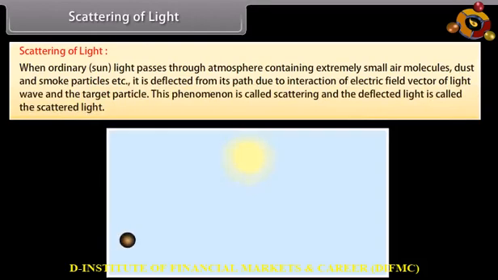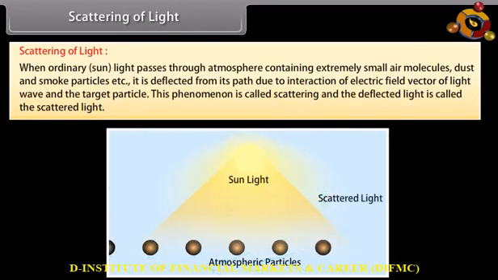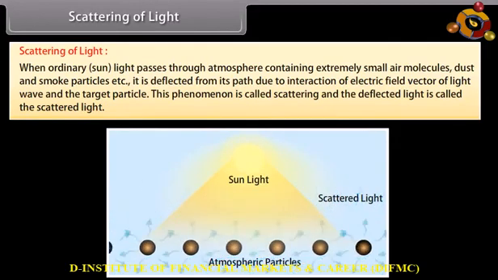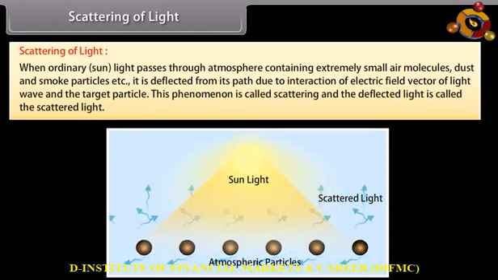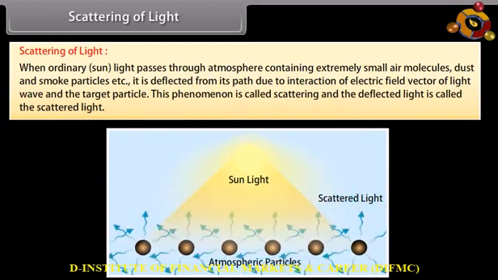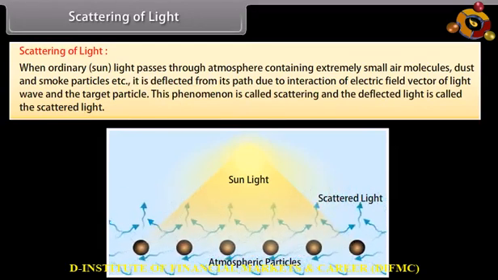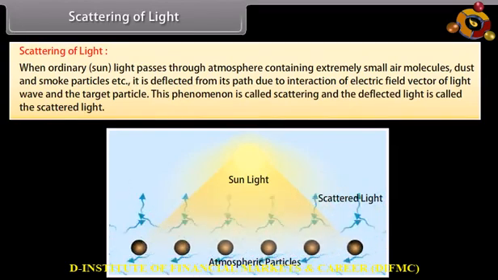Scattering of light. When ordinary sunlight passes through the atmosphere containing extremely small air molecules, dust and smoke particles, etc., it is deflected from its path due to interaction of the electric field vector of the light wave and the target particle. This phenomenon is called scattering, and the deflected light is called the scattered light.